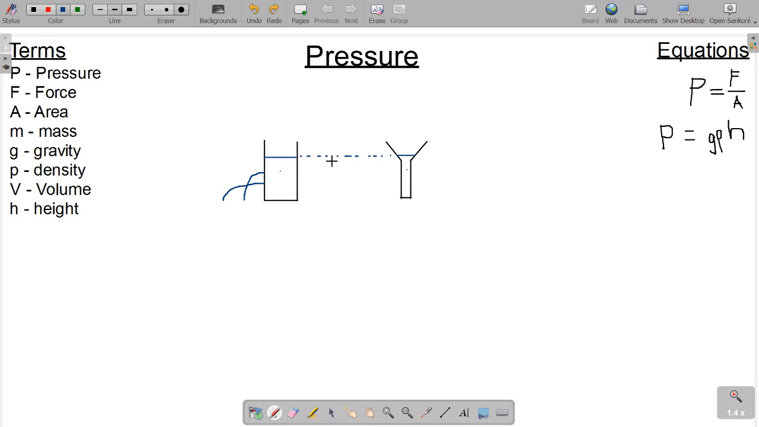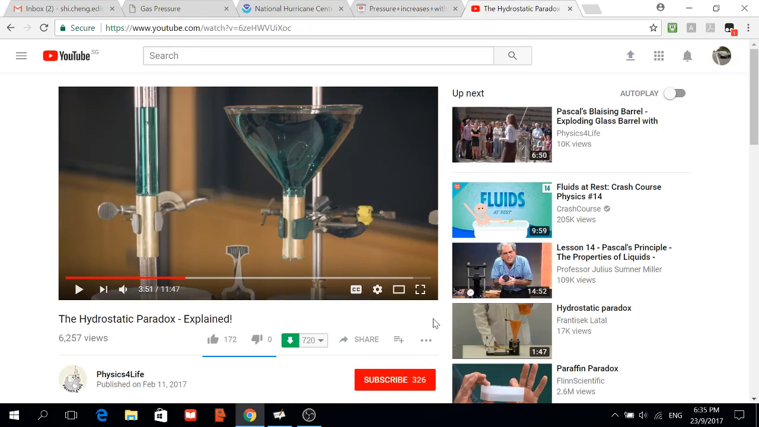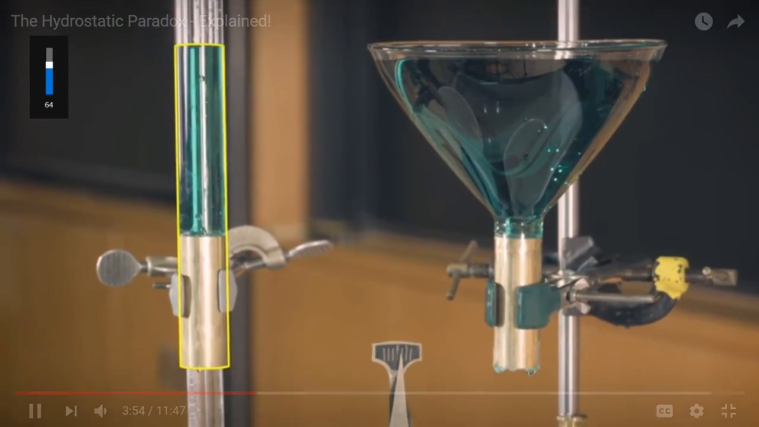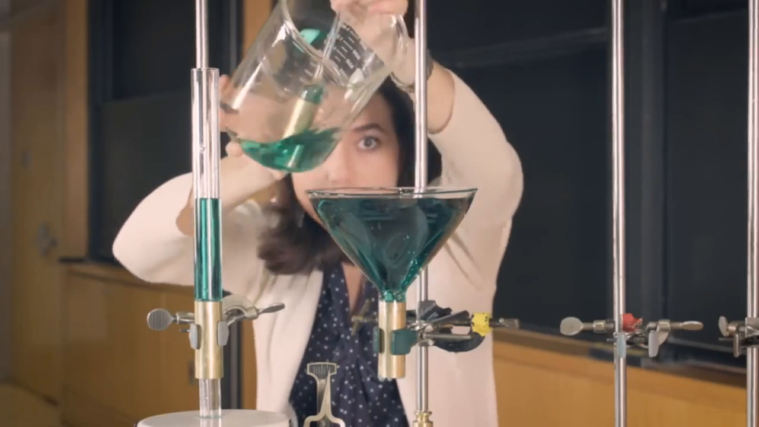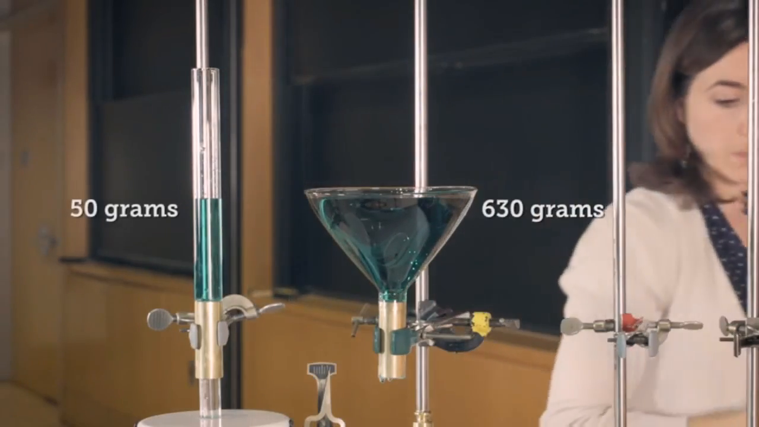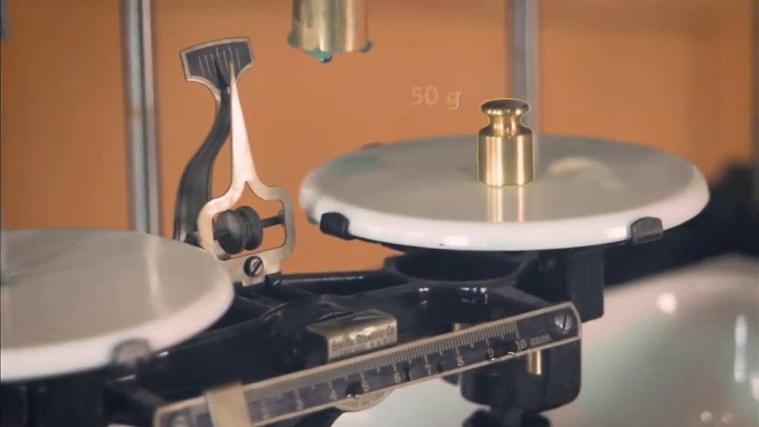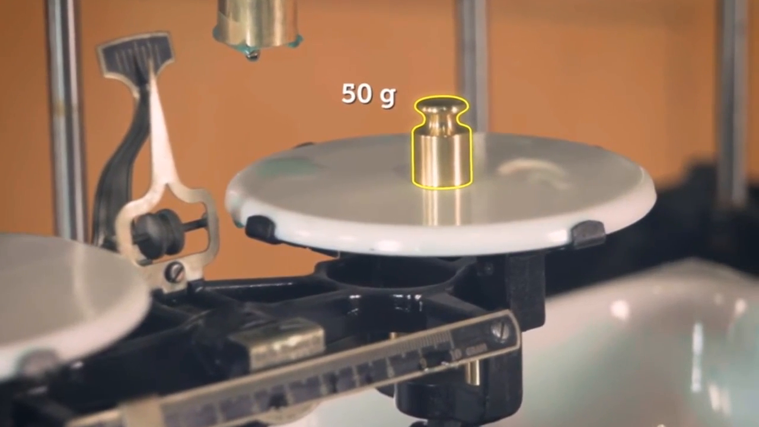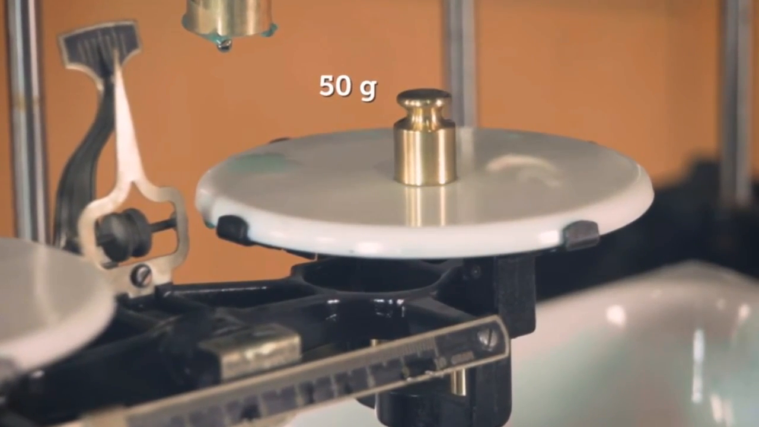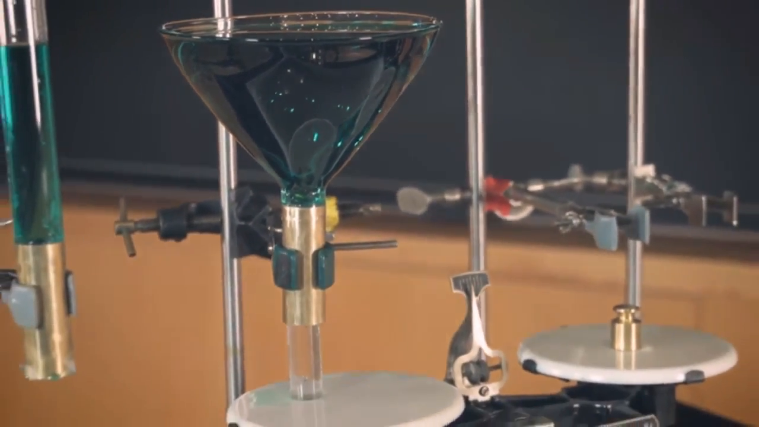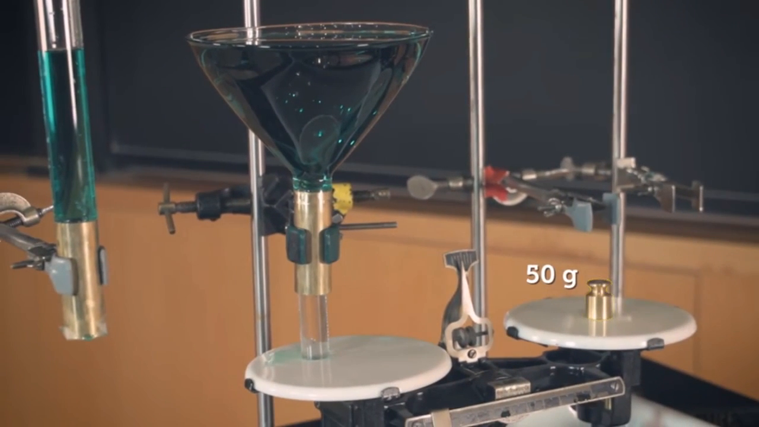Okay, so now I'll explain why pressure doesn't depend on the shape or size of the container. Here we have a cylindrical, straight-walled tube filled with water, and next to it we have a funnel filled to the same height, clearly containing more water. We see here that the weight of this water in the first tube is balanced by 50 grams on the other side of the scale, as expected. Now, let's see how much mass is required to balance the water in the funnel. 50 grams, the same as the straight-walled tube.